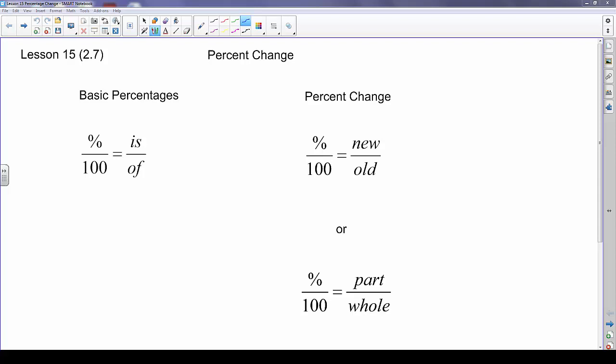So today we're going to go back to the concept of percentage, except today we're going to deal with percentage change. What we dealt with already this year is basic percentage problems where we had that percent over 100 is equal to is over of. Percentage change, I use a different terminology. The percent over the 100 is equal to the new value over the old value. Sometimes we'll call that old value the original.